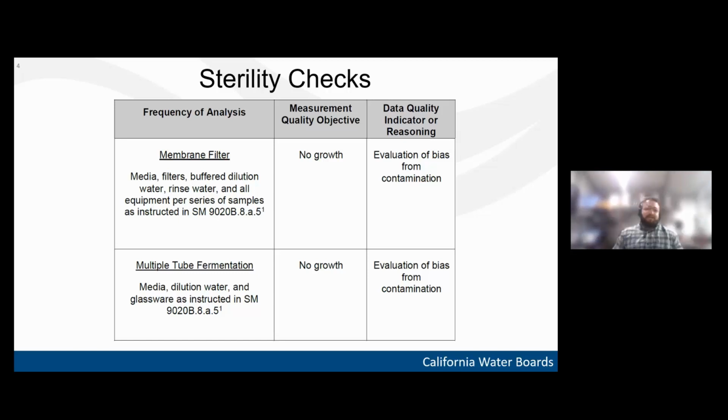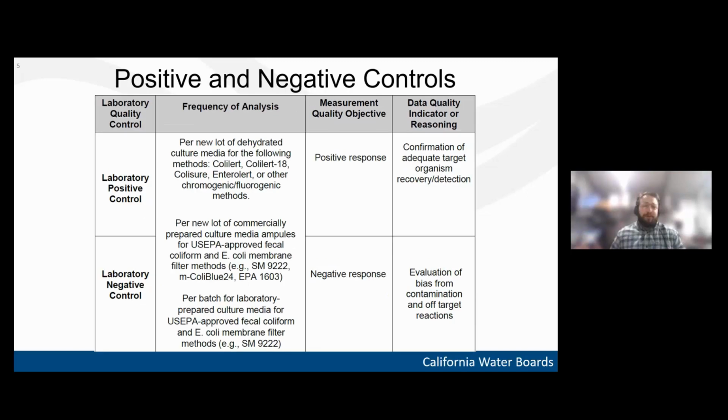Then we get to positive and negative controls, laboratory positive controls, laboratory negative controls. So every time you use a new lot of dehydrated culture media, or you're using a new lot of commercially prepared culture media ampules, and then per batch of laboratory prepared culture media. So every time you make a batch of culture media in the lab, every batch you should be running a test on that as well, for both positive and negative responses.